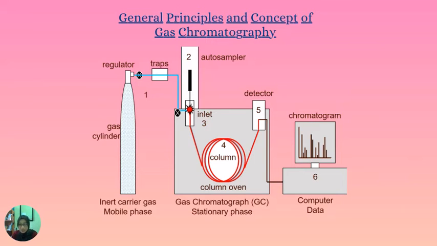Fourth component of the gas chromatography is the detector. There are several types of detectors such as flame ionization detector (FID), thermal conductivity detector (TCD) and electron capture detector (ECD). When the sample is detected, the computer gives a peak with respect to the retention time of the sample. The result is called a chromatogram as shown in the figure.